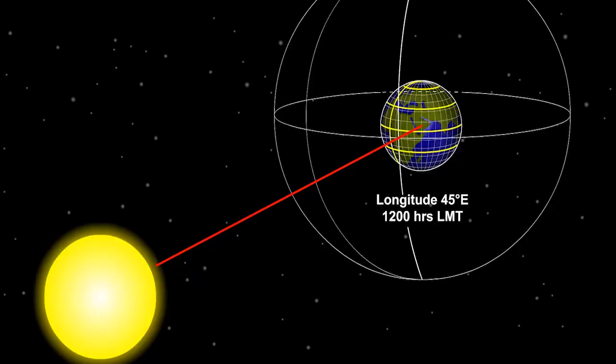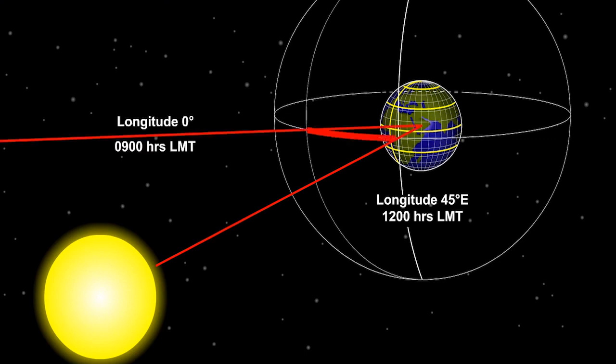Local mean time, or LMT, is the time as determined by the mean Sun at an observer's local meridian. The datum for measuring the local time is the local noon, which occurs when the mean Sun is transiting that particular meridian. Here, as an example, the time at longitude 45 east is 1200 hours.